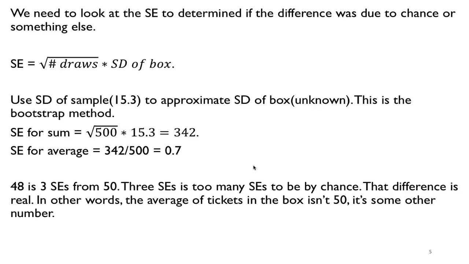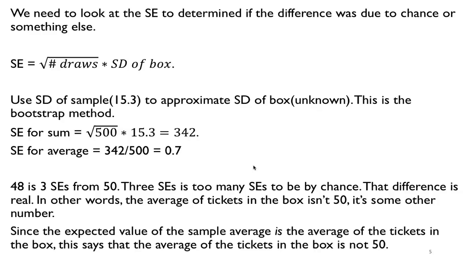Because that difference is so big, we conclude that the average of the box probably isn't 50 and is some other number. The expected value of the average should be 50. We should get an average near 50 from our sample if the average was truly 50, but the fact that we get something so small means that it is unlikely that the average of the box was 50.